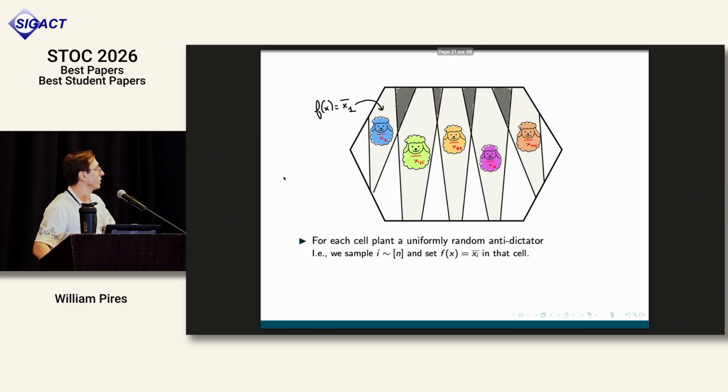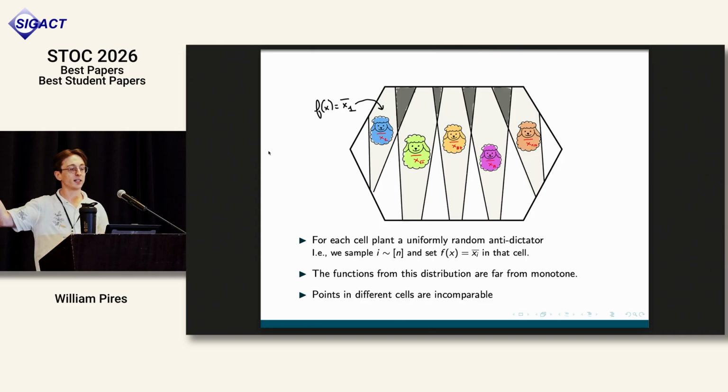So now that we have our partition, for each cell, we're going to draw a uniformly random coordinate i, and we're going to set f of x equal not xi in that cell. So in the first cell, we're going to set f of x equal not x1. In the third cell, let's say we set f of x equal not x87. So after drawing our terms and our anti-dictator for each cell, we're going to get a distribution of functions which with high probability are far from monotone. And one thing is that if you have a point in one cell and a point in another cell, they are incomparable in the ordering of the hypercube, which means they're not telling you anything about each other as to whether or not the function is monotone.